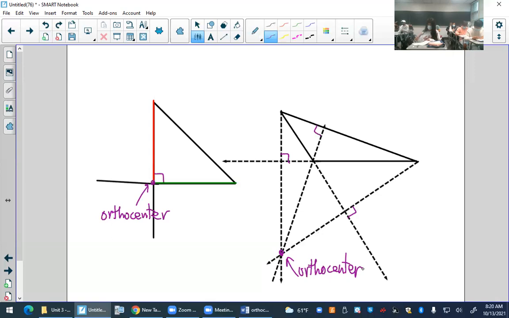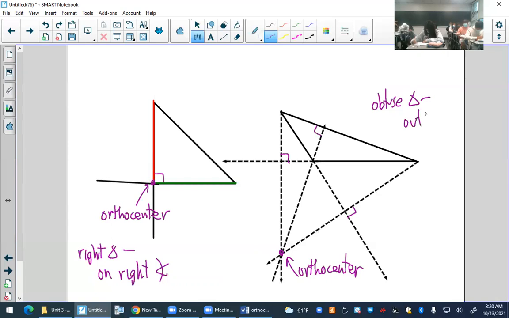So the orthocenter on an obtuse triangle is outside, on an acute triangle it is inside, and on a right triangle it is on the triangle. Okay? For a right triangle, it's on the right angle. For an obtuse triangle, it's outside. You got it?